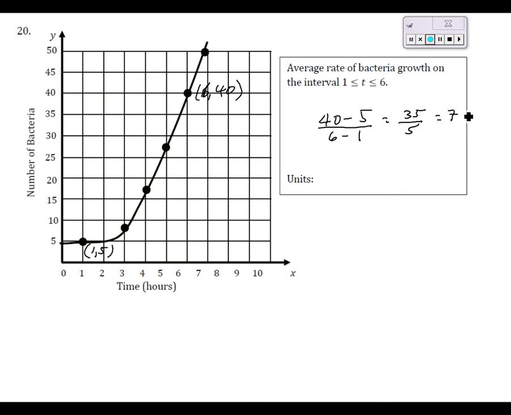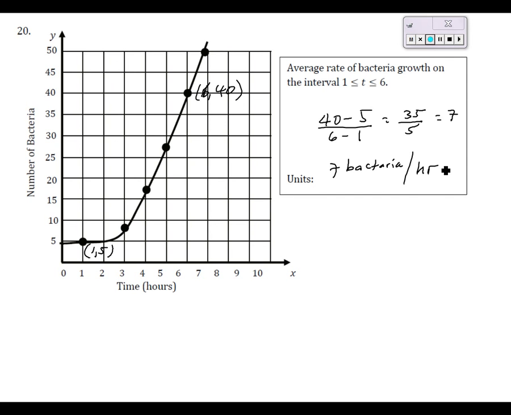So the average rate of growth for bacteria is 7 bacteria per hour.